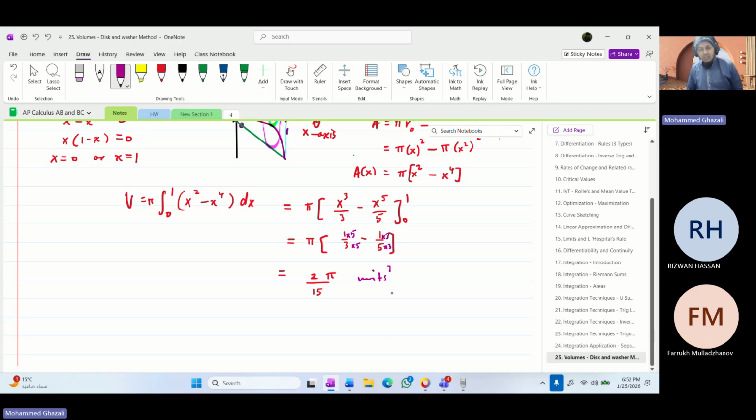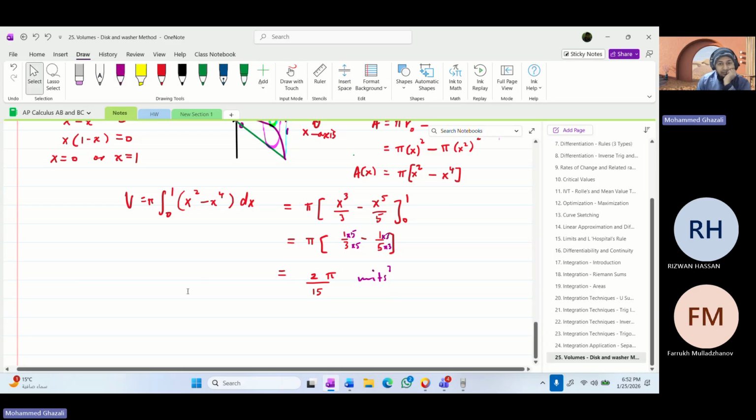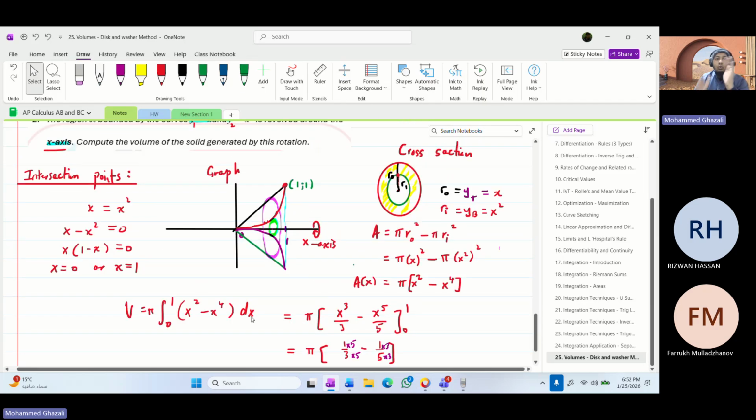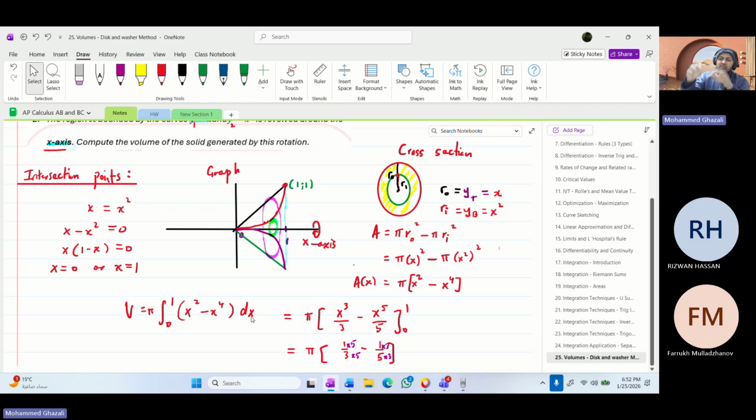Right. So great, guys. So we did rotation about the x-axis. You understood everything and you understand what you need to do. What you need to do: intersection points first, graph, cross-section, and ta-da, you're done. Integrate the cross-section.